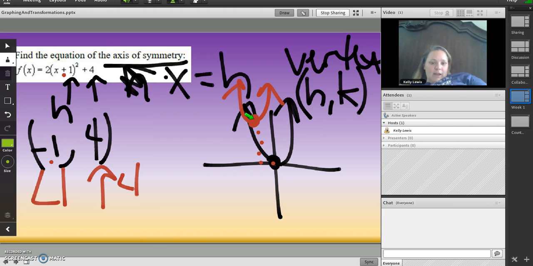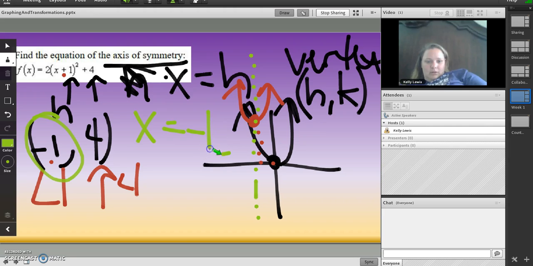And then you have what's called the axis of symmetry, which is the line that you fold it in half on. And that line is x equals a number. And that number is just the h part of the vertex. So it's just x equals negative 1.